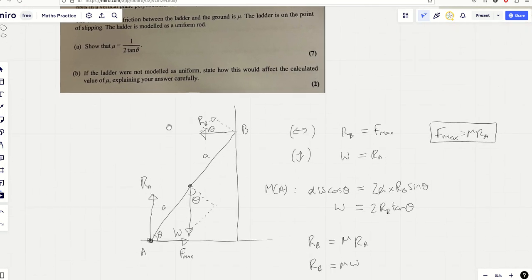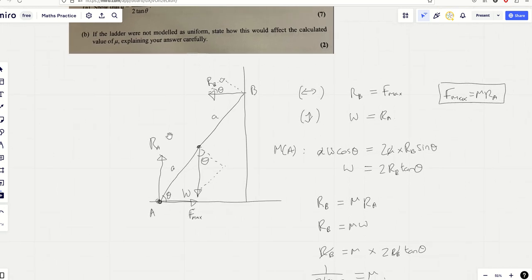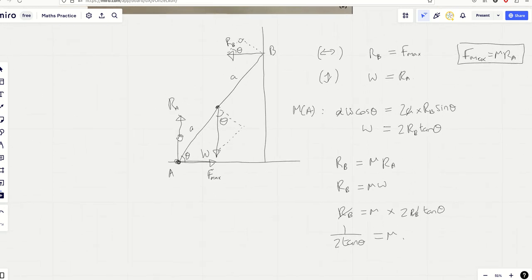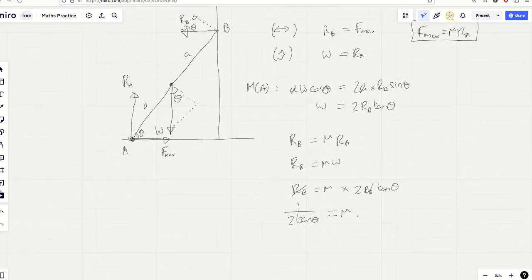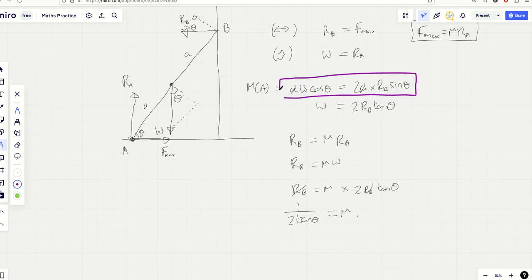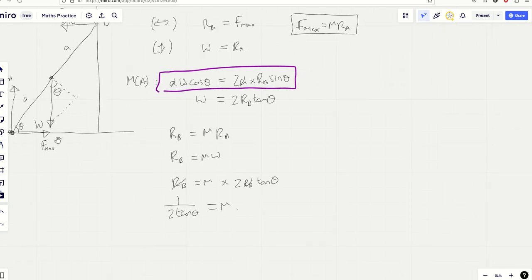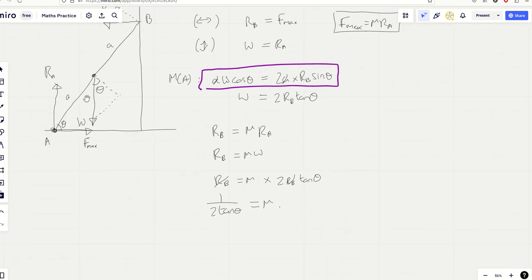Okay, if the ladder were not modelled as uniform, state how this would affect the calculated value of mu, explaining your answer carefully. Well, if it's not uniform, let's find the exact line where things would have changed. None of the rest would have changed, would it? But if it's not uniform, that would have changed, and that's just because it wouldn't be right in the middle of the ladder.